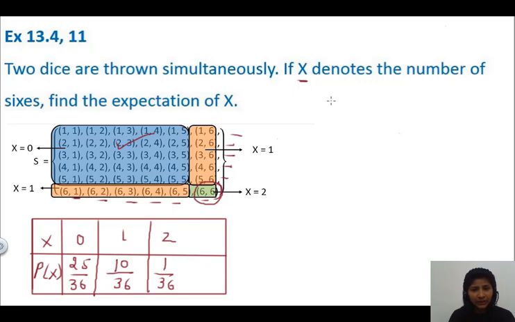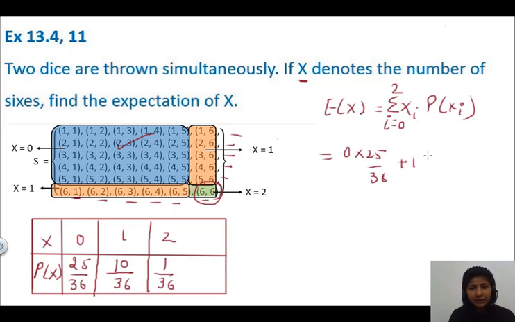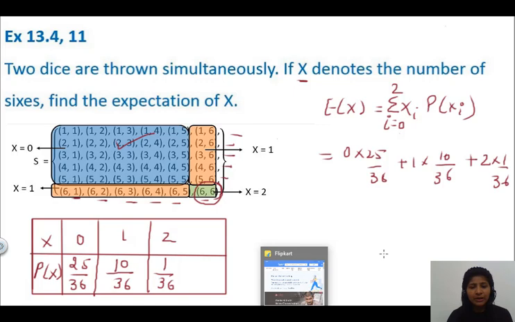Now everybody knows the formula for mean, which is expected value equals sigma xi p of xi, correct? All the cases we have to add. So I'm just using sigma i equal to 0 to 2. So when i is 0, that means x is 0: 0 into 25 by 36 plus 1 into 10 by 36 plus 2 into 1 by 36. You just have to solve it and write down the value for mean here. I hope this is clear now. Let us move to the next question.